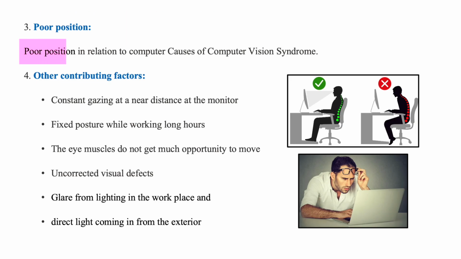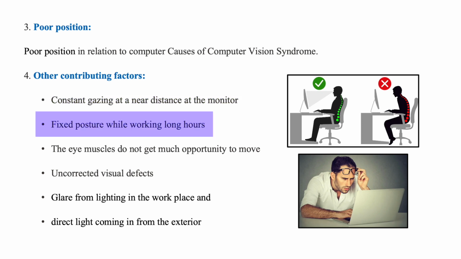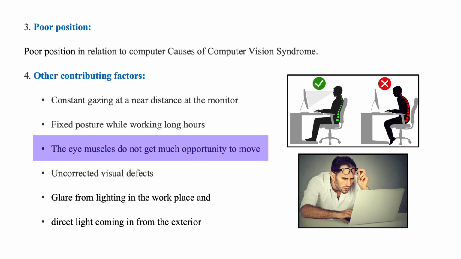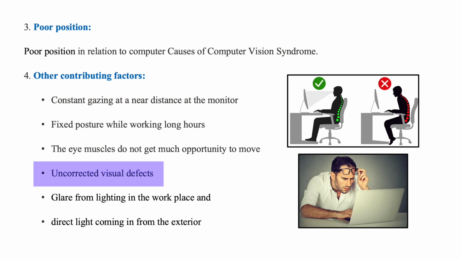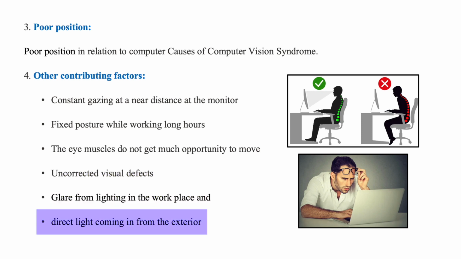Poor position in relation to the computer causes computer vision syndrome. Other contributing factors could be constant gazing at a near distance at the monitor, which leads to convergence fatigue, and fixed posture while working long hours. The eye muscles do not get much opportunity to move. Also uncorrected visual defects, glare from lighting in the workplace, and direct light coming in from the exterior.